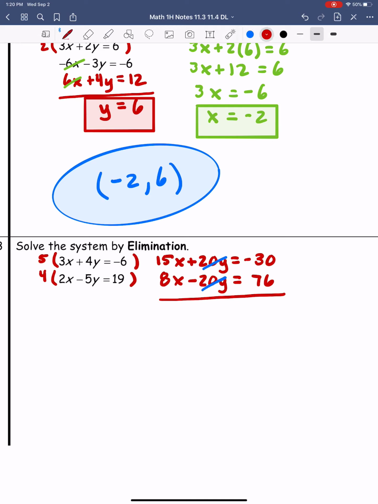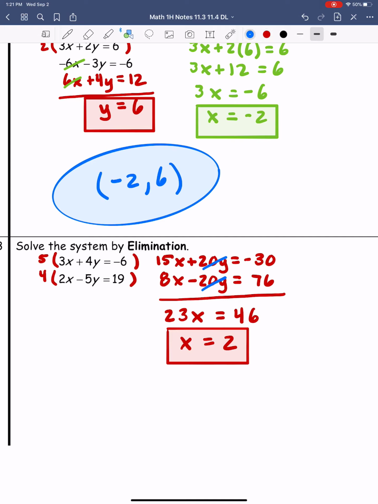And so then we're just left with 15x plus 8x, which is 23x, equals, this is going to be a positive 46. And then I'm going to divide both sides by 23, and I get x equals 2. So we got half of the answer there, right? I need to find the other half, the y coordinate. So I'm going to go back into either one of my equations here.